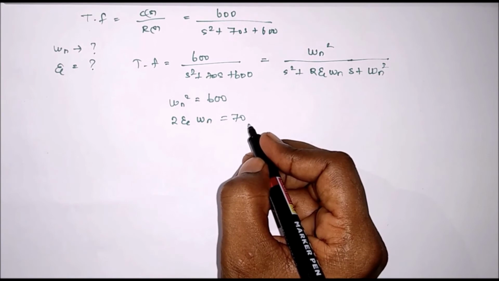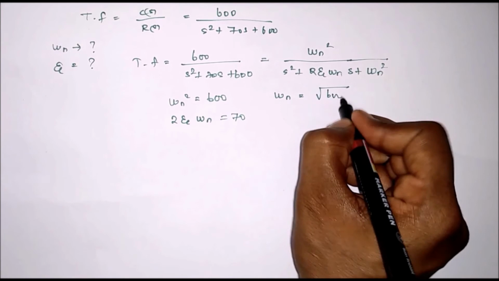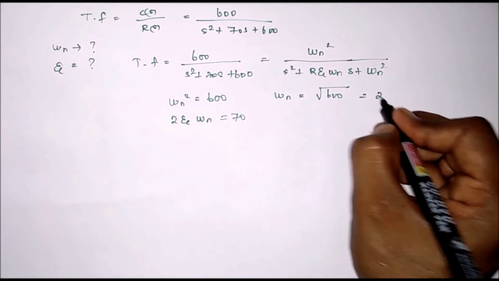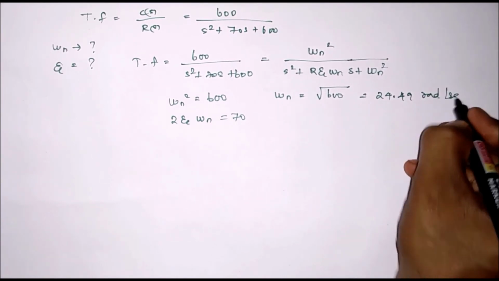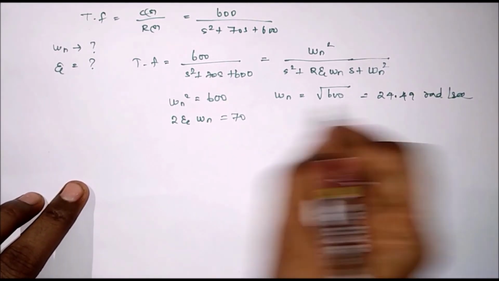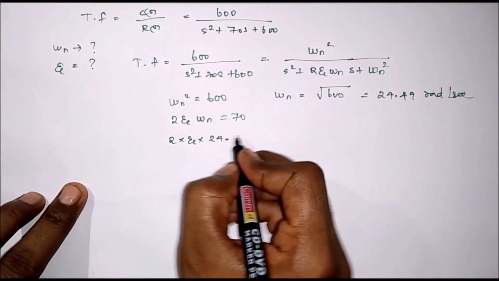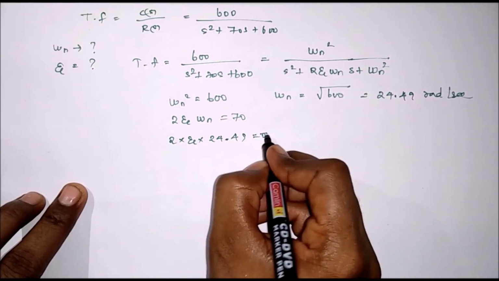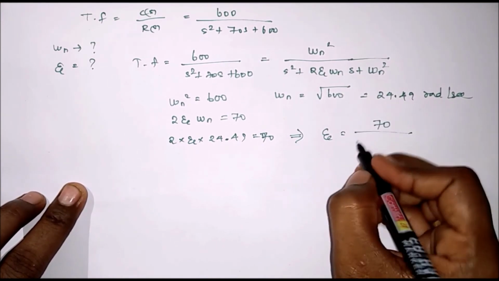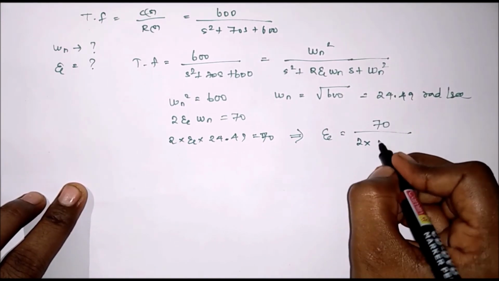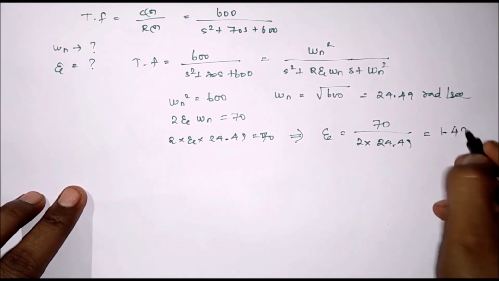From this we can calculate omega n. So omega n equal to square root of 600 equal to 24.49 radian per second. Now we substitute this value: 2 into eta into 24.49 equal to 70. So eta equal to 70 divided by 2 into 24.49, which is 1.43.